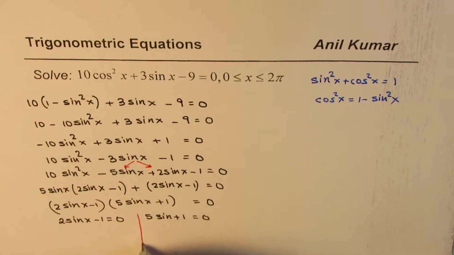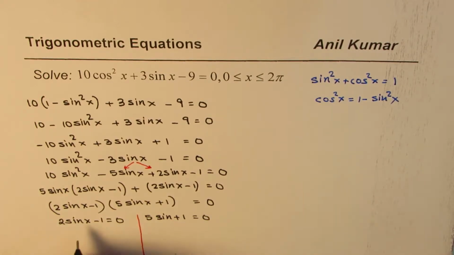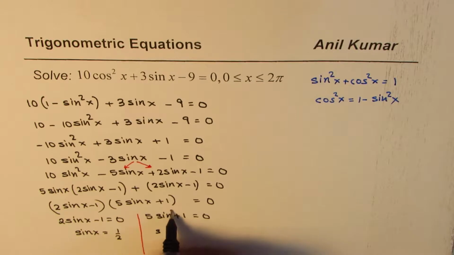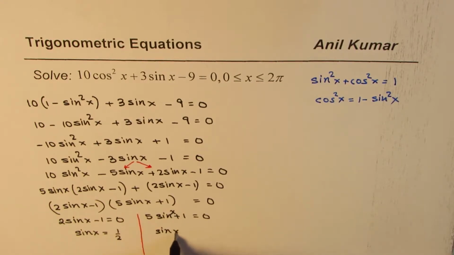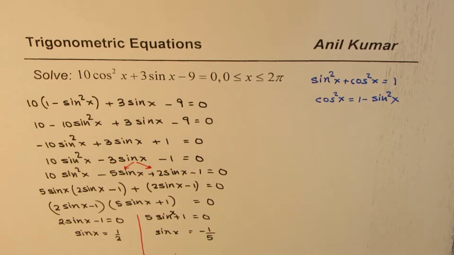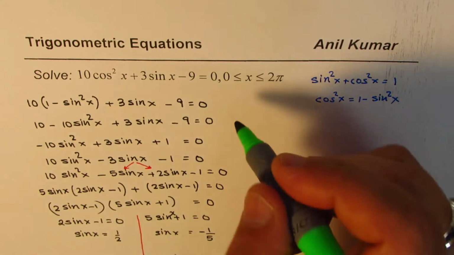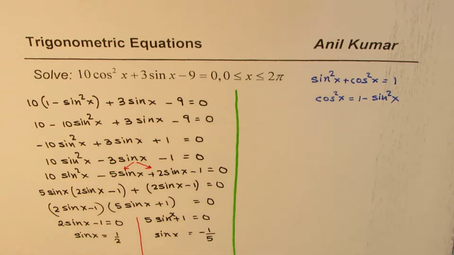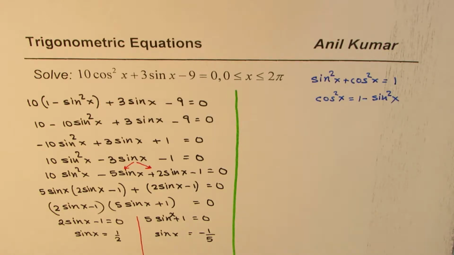So these will give us different solutions. Here we are looking for sine x equal to 1 over 2, taking 1 here and dividing by 2, and here we are looking for sine x equal to minus 1 over 5. Okay, so let's find out all the possible values of x in the given domain, which is 0 to 2 pi, where we can get these solutions.